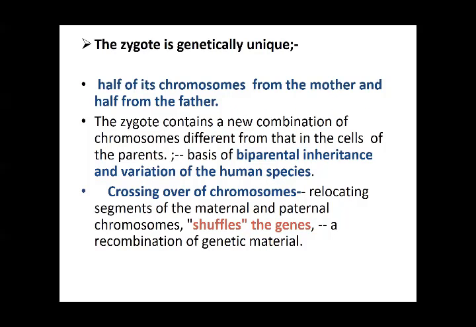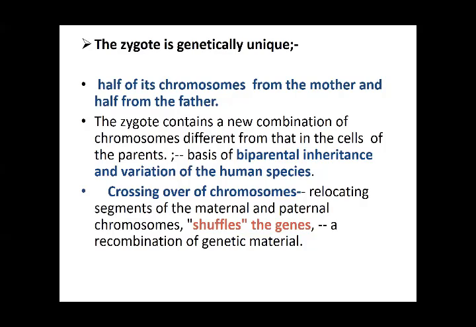The zygote is genetically unique. Half of its chromosomes are from the mother and half are from the father, a new combination. So it is said to be a biparental inheritance and a source of variation of the human species, a mixture of chromosomes. That is why it is said the inheritance is from both parents. Crossing of the chromosomes, relocating segments, maternal and paternal shuffling of the genes is there, and so there is genetic recombination.